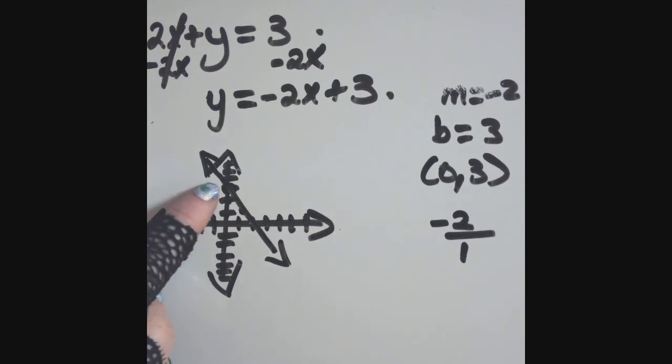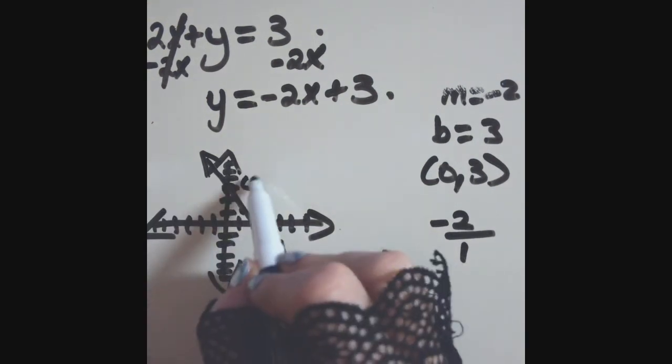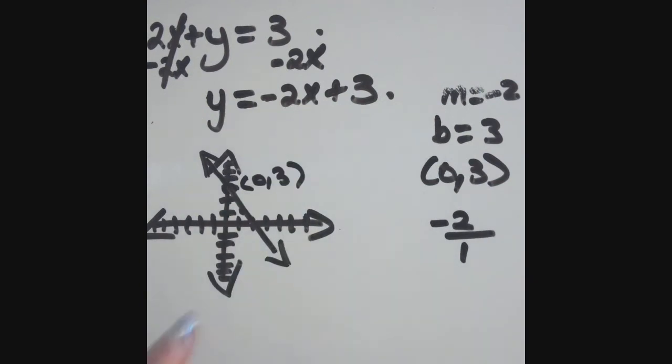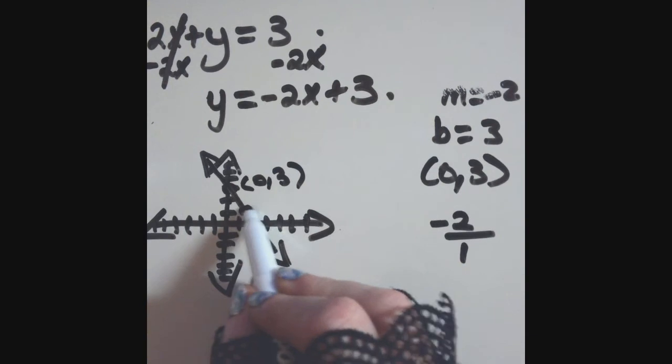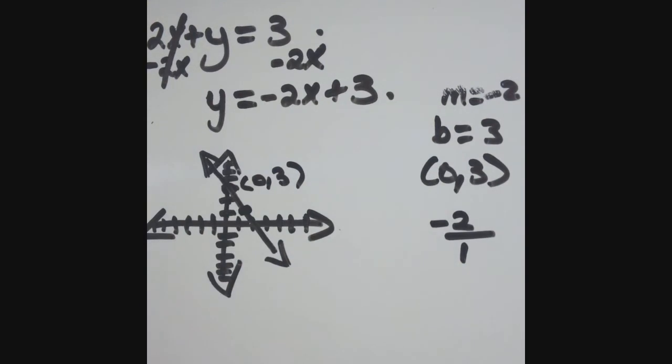It went through 0, 3. So here's 0, 3, and then I went down 2 and over 1, and here's the other point right here. Okay, so you can see that you have the line going down. So you can see it matches. It's a negative line going down. Everything looks good.